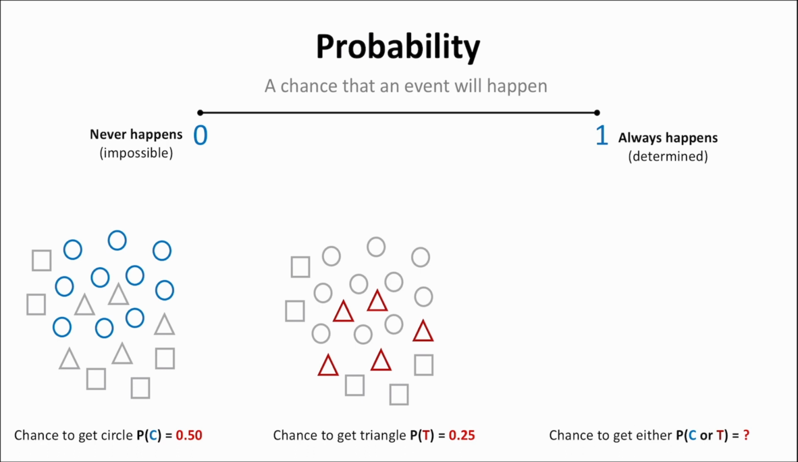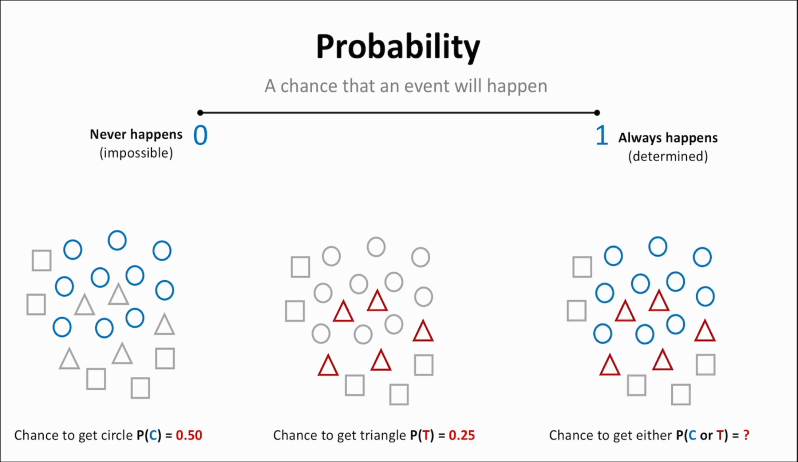So what's the chance that one of these two probabilities will happen? Either you get a circle or you get a triangle. Well, in this case, you need to use the same idea. So you need to compute the number of favorable outcomes and divide it by the total number of outcomes. But in this case, any of these two outcomes will be favorable. So it means that you need to sum up the probabilities, right?